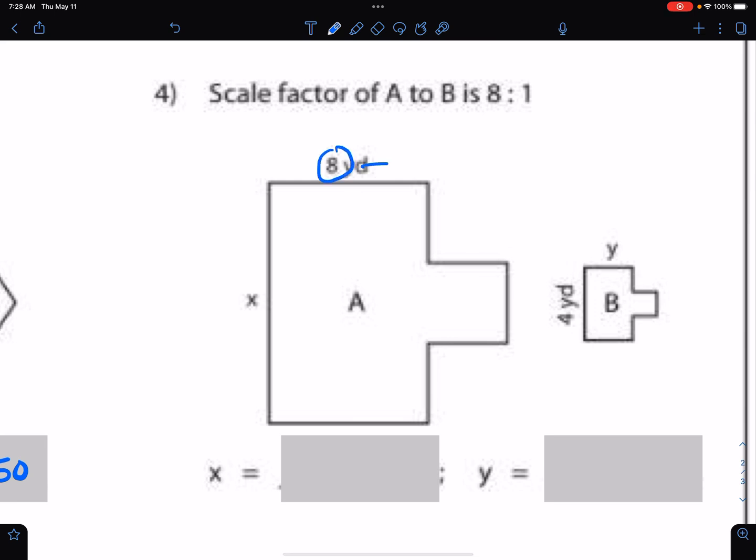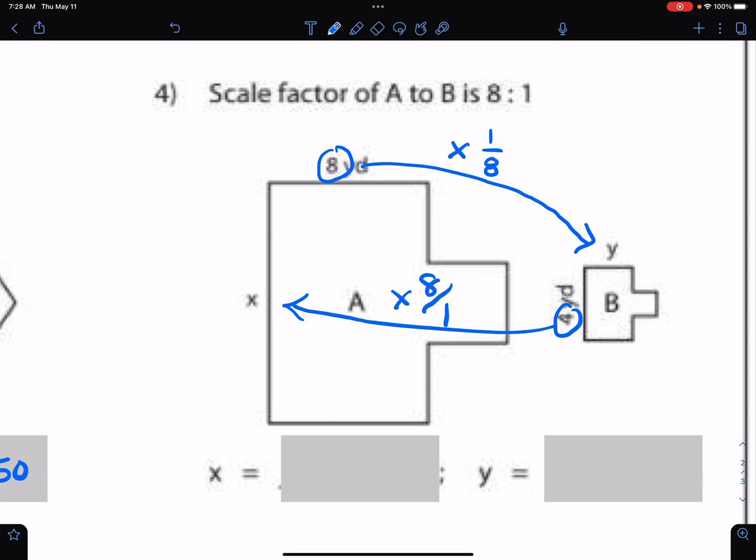This one is getting smaller, so it's technically times 1 over 8. This one is getting bigger, so it's technically times 8 over 1, which is the same as times 8, and we know that just means multiplying by 8. So x is 4 times 8 over 1 equals 32. Y is 8 times 1 over 8 equals 1.